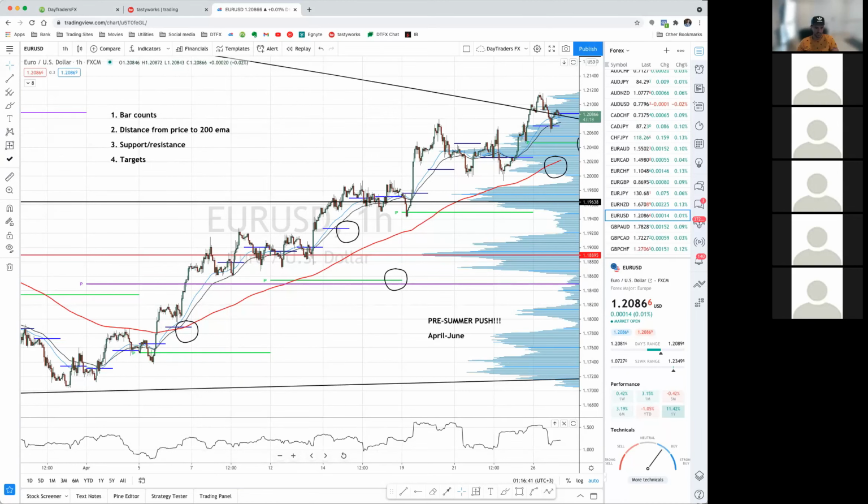So these levels right here: consolidation and a breakout without a pullback. Come on, mouse. There we go. Consolidation, pullback, breakout without a pullback, consolidation, breakout without a pullback.